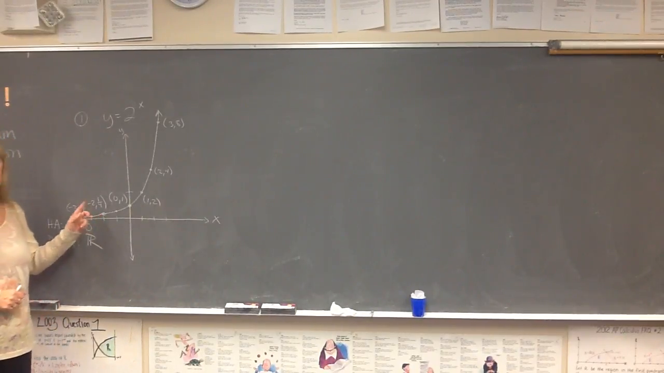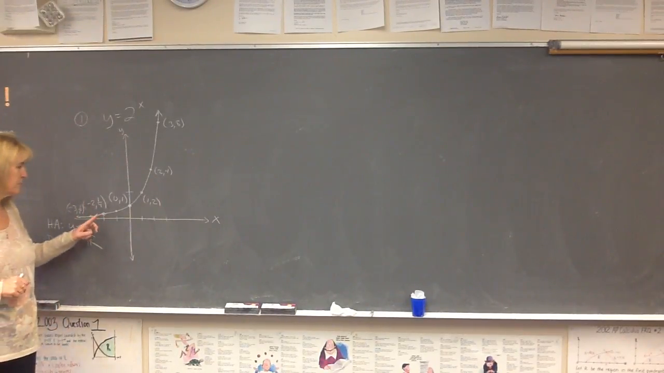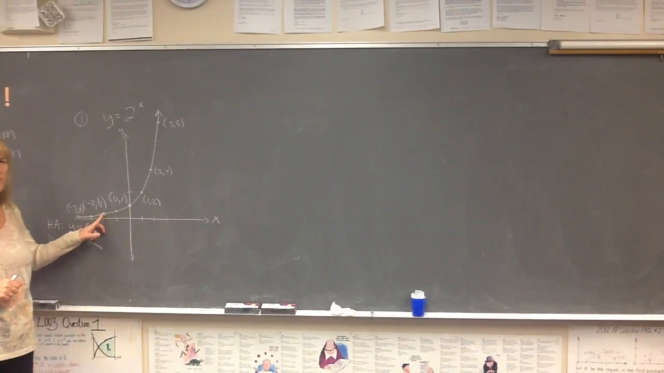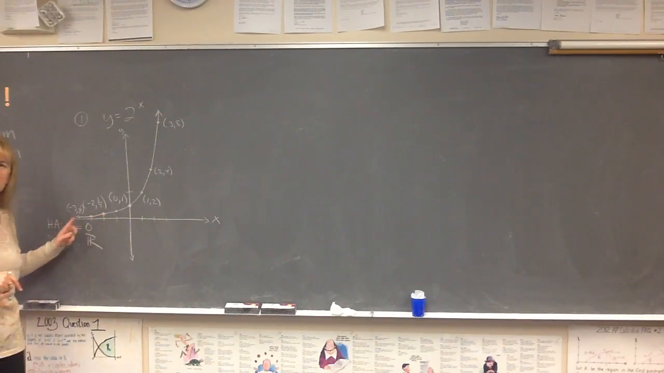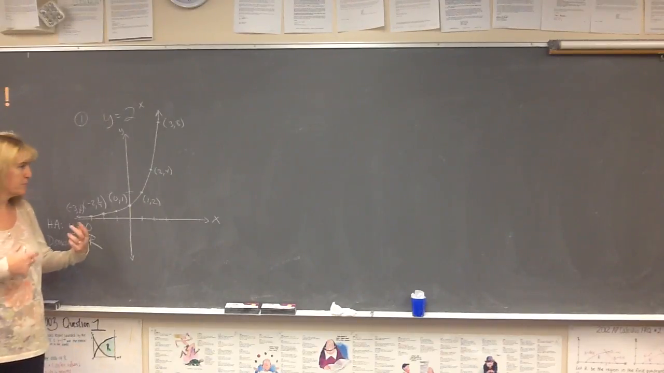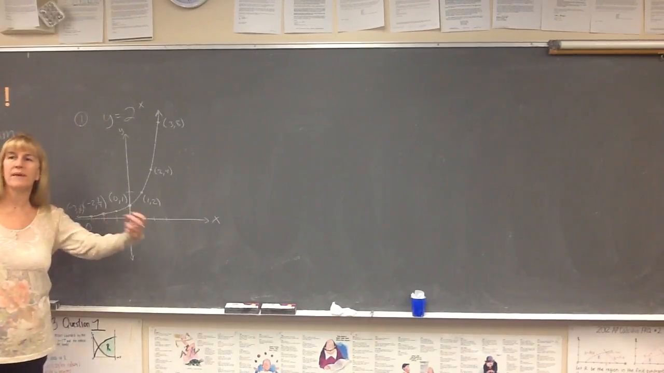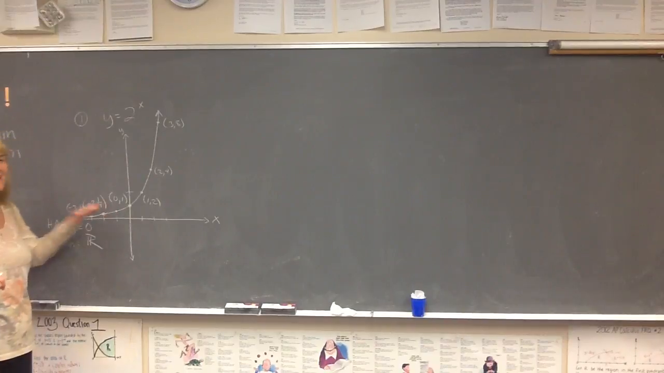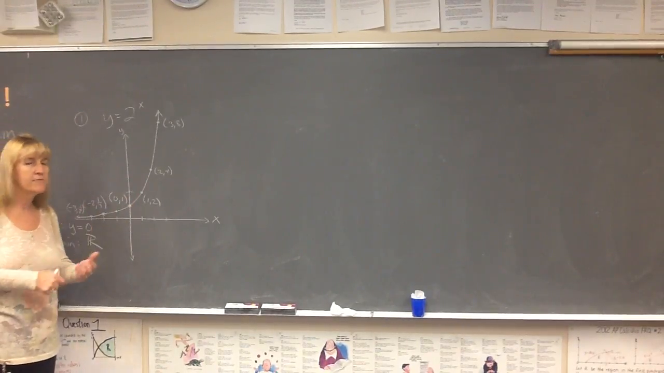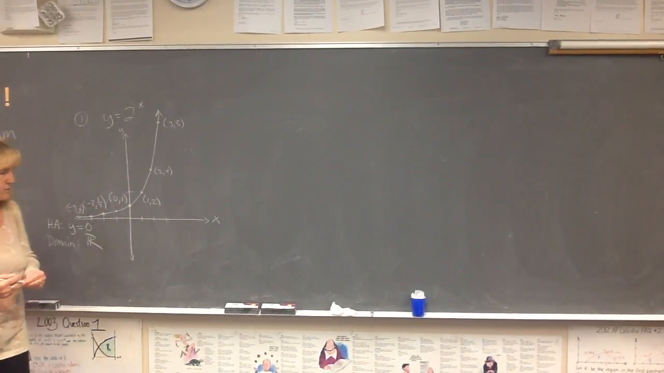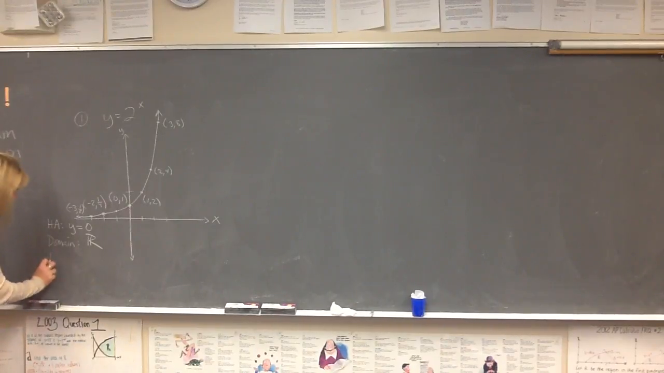Now, I walked around and I saw every single one of your papers, and I noticed that at (-2, 1/4), some of you stopped. You didn't have an arrow, the graph didn't continue. Just because I asked for those particular points doesn't mean you don't go beyond those points. Doesn't mean you don't connect those points. Doesn't mean there aren't an infinite number of points on this graph. Okay? All right, I want my range.